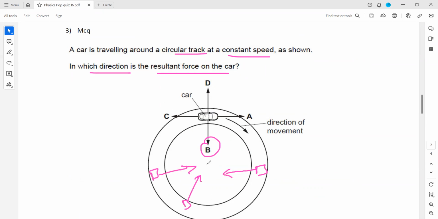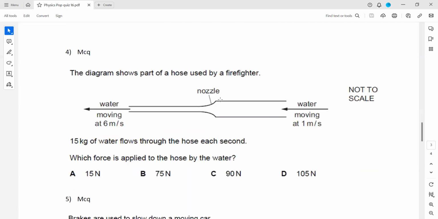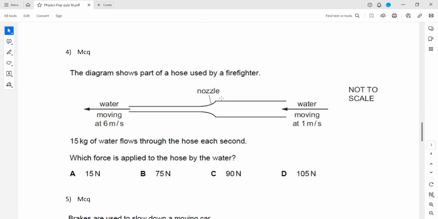At all points, whenever an object moves in a circular path, a force is needed to change the direction, and the direction of the resultant force is towards the center. This question is related to momentum. The diagram shows a part of a hose used by a firefighter, 15 kilograms of water.